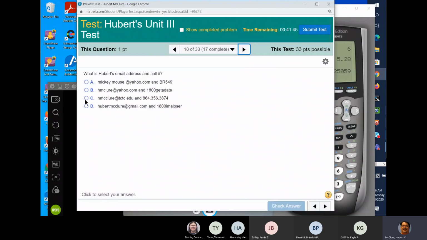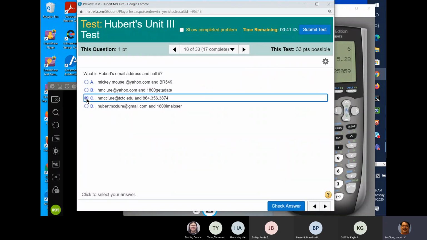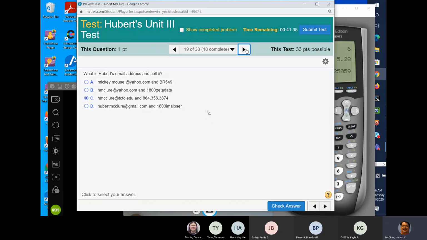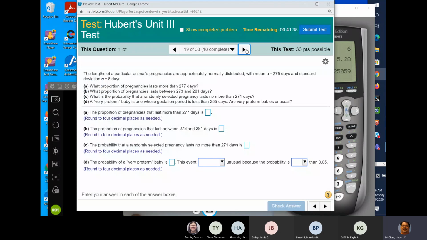Next, the only realistic answer. The lengths of a particular animal's pregnancy are approximately normally distributed with a mean of 275, and draw the curve. That's what it says, the lengths are normally distributed. Draw this curve. Now, I'm not going to go through all of these because I think I should show you the answers, so I'll start it, and we'll do at least A.